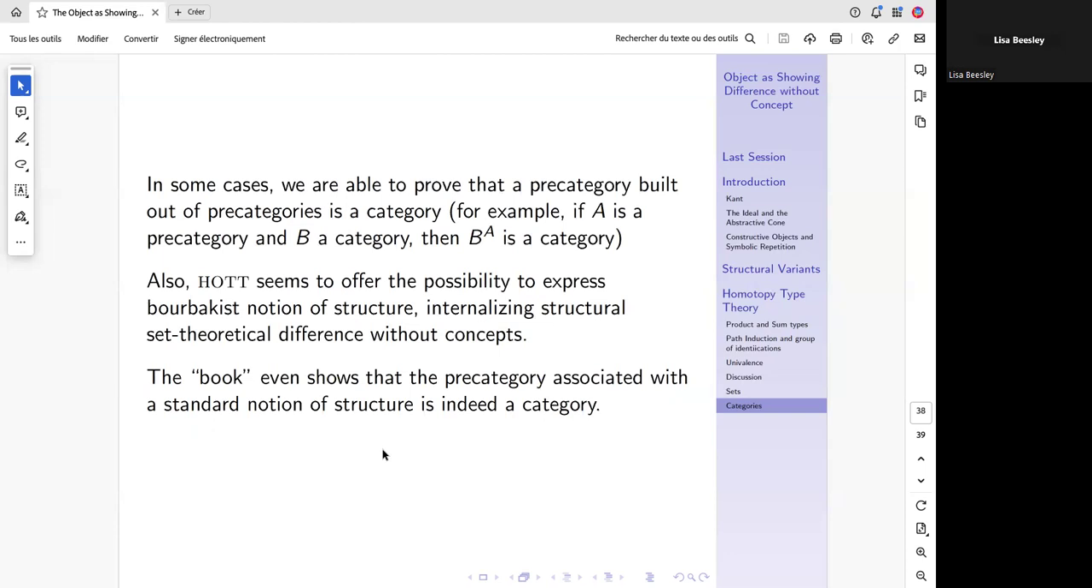But I have to add that in some cases, we can prove that a pre-category, which is built out of pre-categories and categories, is a category. For example, if A is a pre-category and B is a category, then B exponent A is a category. And also HOT seems to offer the possibility of expressing Bourbaki's notion of structure. In Bourbaki, it's called espèce de structure, if you remember. And this notion internalizes in Bourbaki the set theoretical difference without concept. And the book shows that the pre-category associated with the standard notion of structure is indeed a category.